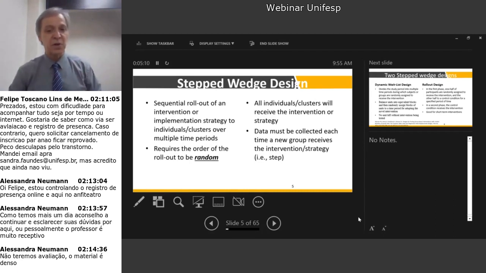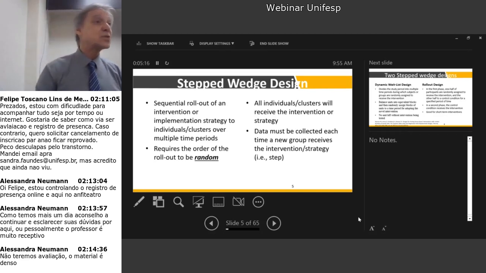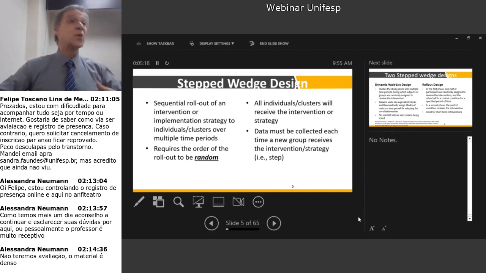There are characteristics of it, so we're going to go over that. All individuals in a cluster will receive the intervention at some point. This is usually useful when an intervention is being rolled out across a whole region.